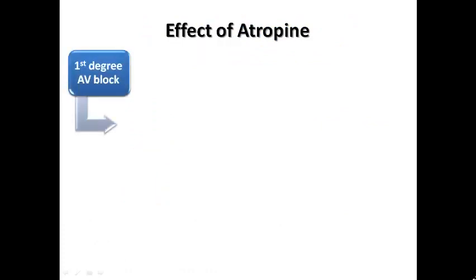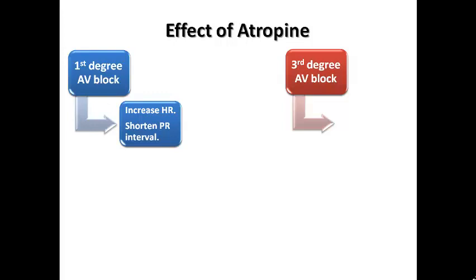Is there another differentiation between them? Yes. And this is a chance, of course, to understand what is the effect of atropine on each one of the AV blocks. In first degree AV block, if you give IV atropine, you can find an increase in heart rate and slight shortening of the PR interval, and it is something expected and makes sense. In third degree AV block, which is the highest degree of AV block, there is no effect of atropine on the heart rate at all.